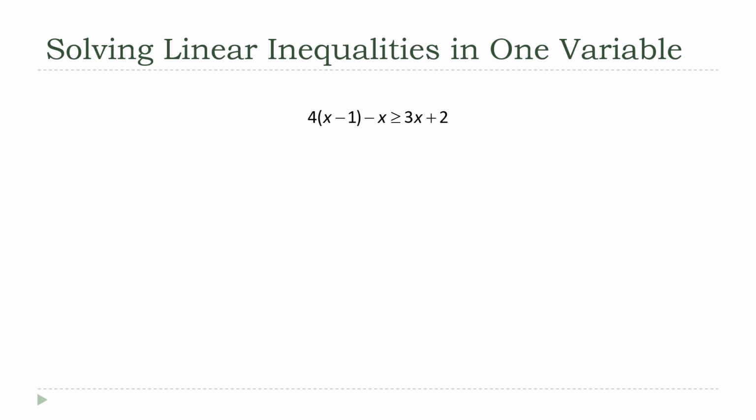Let's say we were going to solve this inequality here, and we would start by distributing the 4x minus 1. 4x minus 4 minus x is greater than or equal to 3x plus 2. Didn't change the right-hand side. Now I can combine these two like terms. 4x minus x is 3x. I get 3x minus 4 is greater than or equal to 3x plus 2. Now hopefully you see what's about to happen. I'm going to subtract 3x from both sides. All the variables are going to go away.